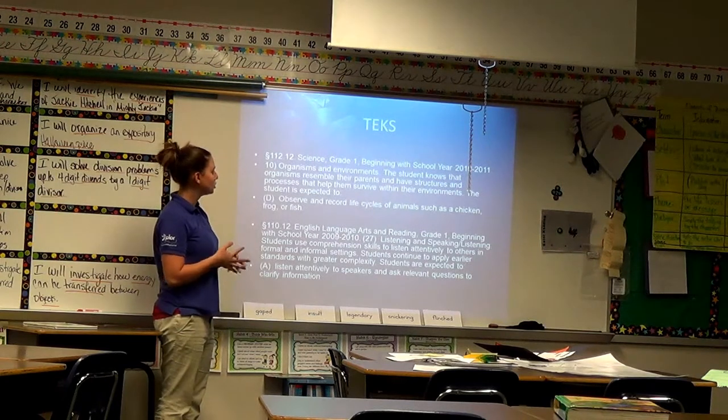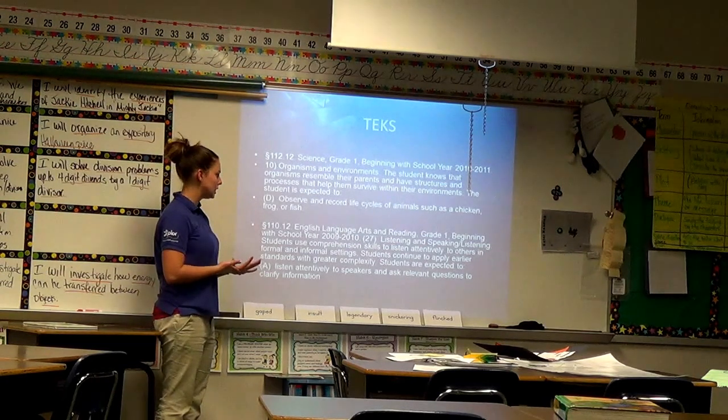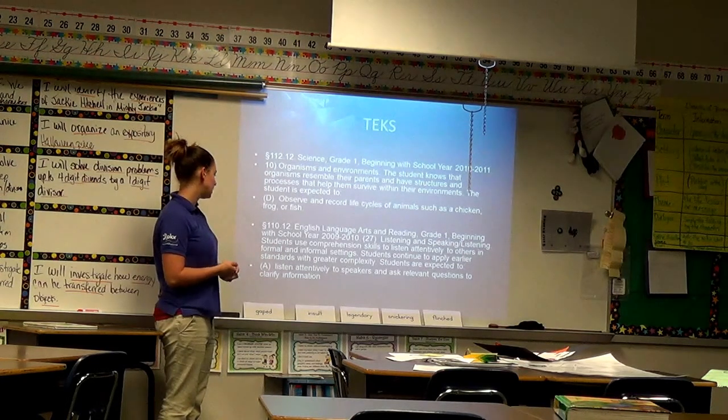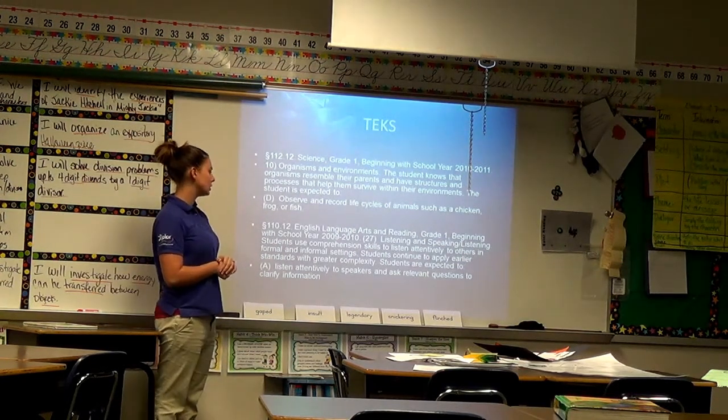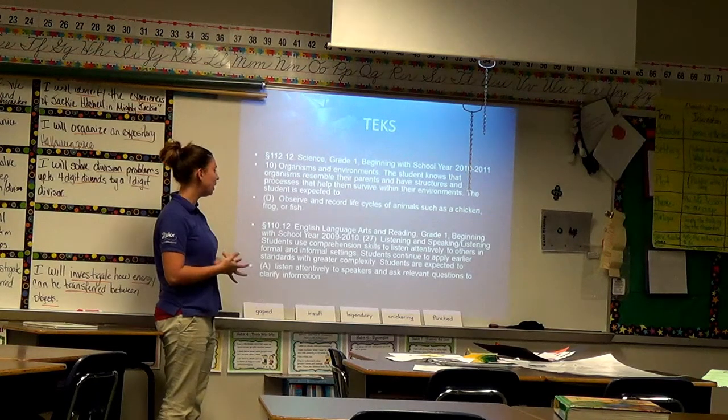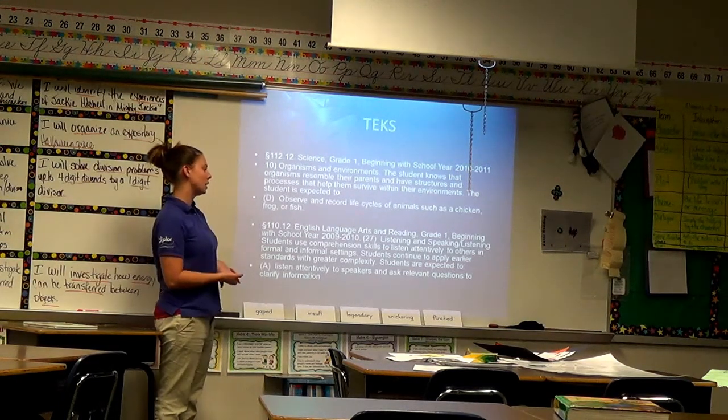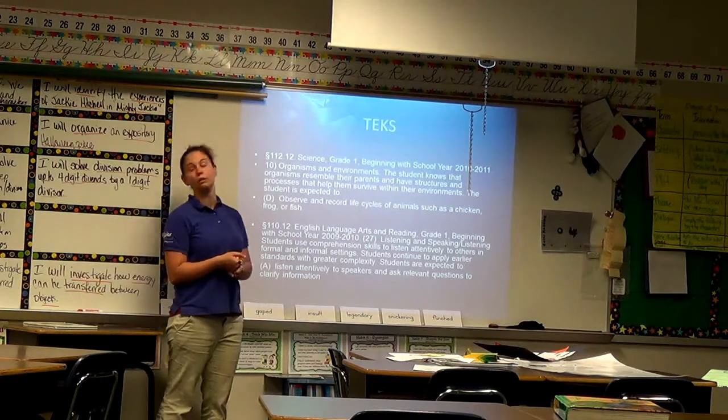frog. And we also did an English, language arts, and reading TEKS. And they are able to listen. This is the listening and speaking TEKS. Students use comprehension skills to listen attentively to others in formal and informal settings. Students continue to apply earlier standards within greater complexity. Students are expected to listen attentively to speakers and ask relevant questions to clarify information.